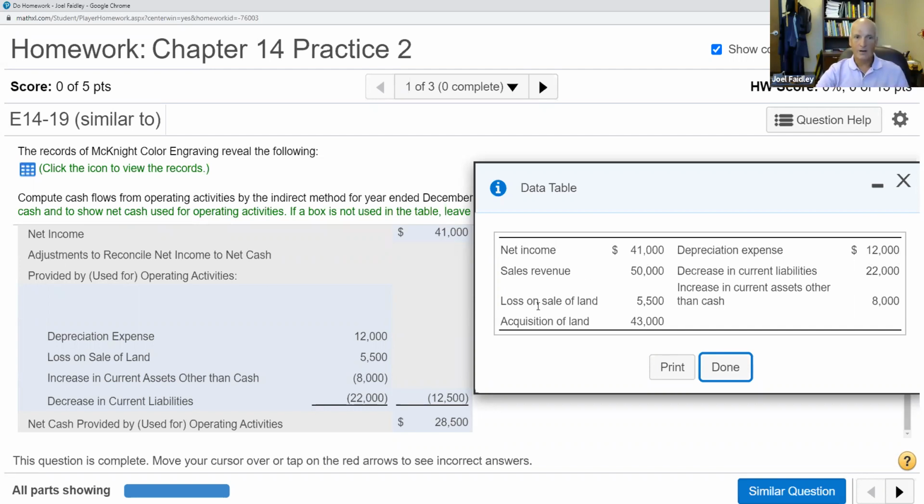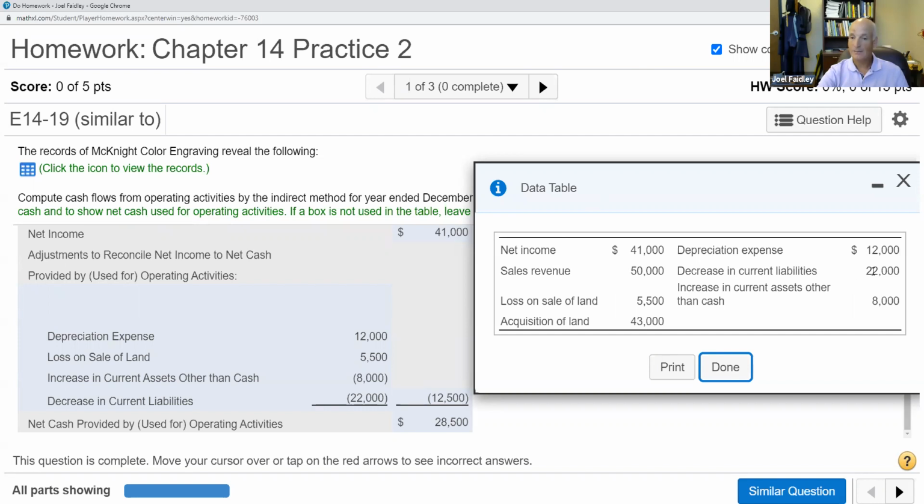All right, it says there's a loss on the sale of the land. We add back losses. We would have subtracted if it had been a gain. So add back 5,500. So in essence, you're done with the income statement part of what's up here. All right, then we're wanting the change in current assets, change in current liabilities. So we're going to look through here for that. Decrease in current liabilities, 22,000.